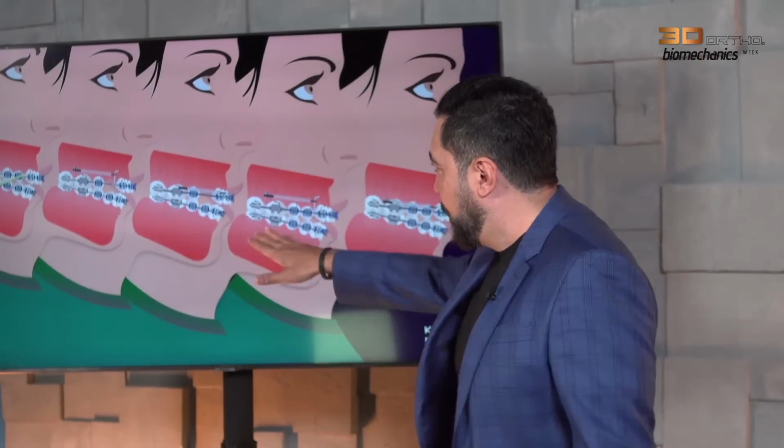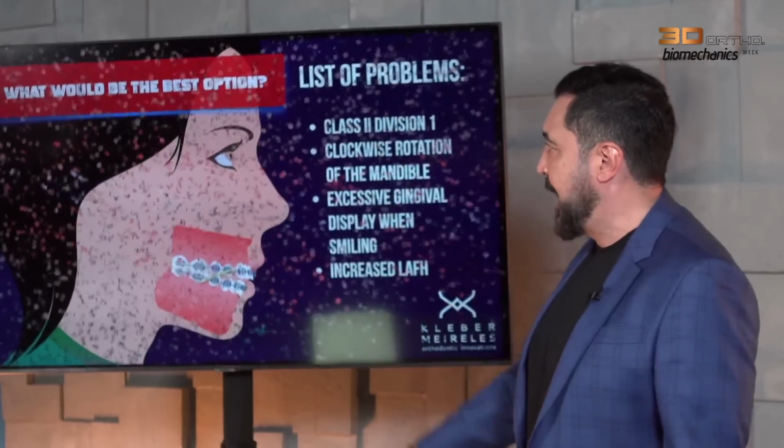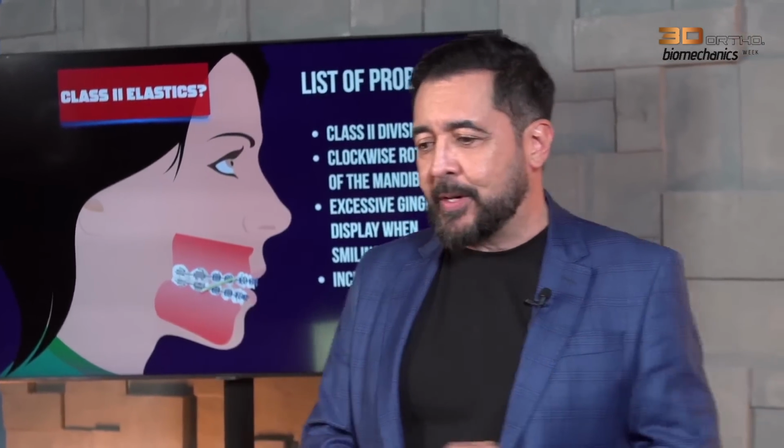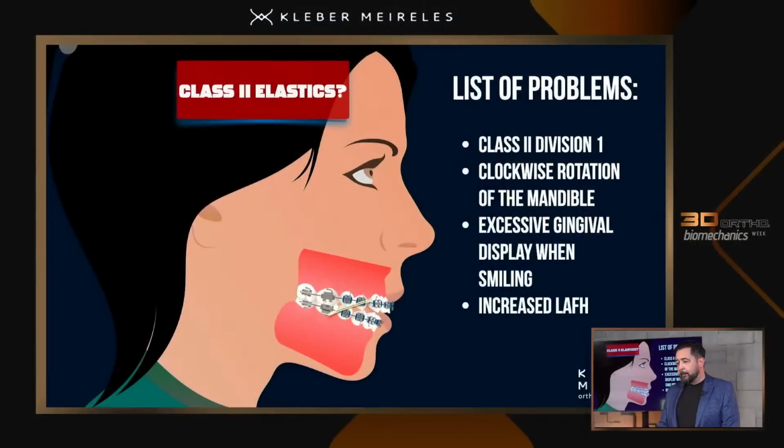So what are the options that we're having here? Let's say elastics, Class 2 elastics. Are they good? Class 2 elastics, wow. Maybe the most simple device, maybe the most common choice amongst orthodontists, but something that really can be very bad in a Class 2 Div 1.